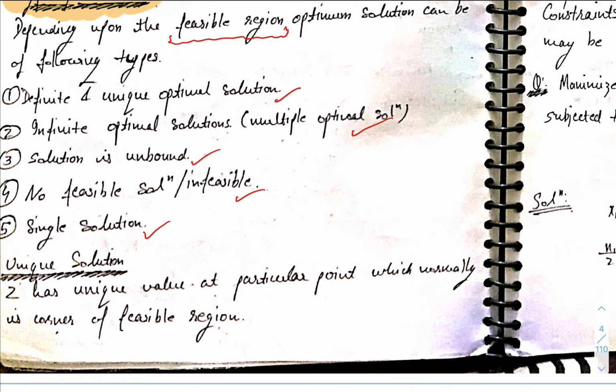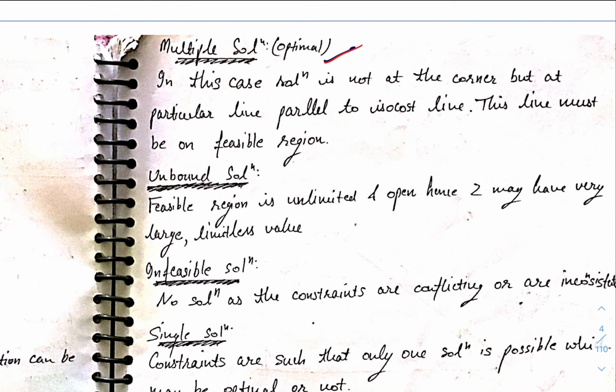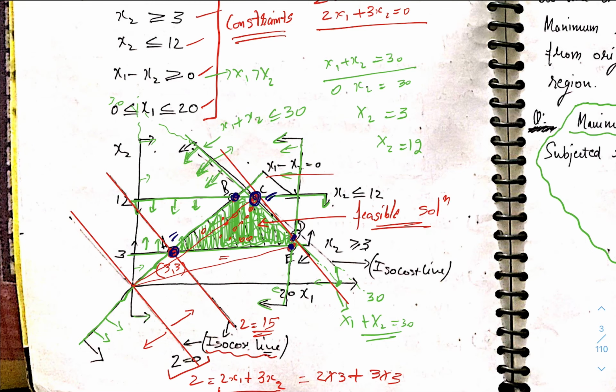Okay. So now the second point is multiple optimal solutions. What does this mean? It is saying that in this case the solution is not at a corner but at a particular line parallel to the isocost line. This line must be in the feasible region. So what does this mean? As we studied in the last class, the most optimized point, my solution, will be the point that is farthest from the isocost line.